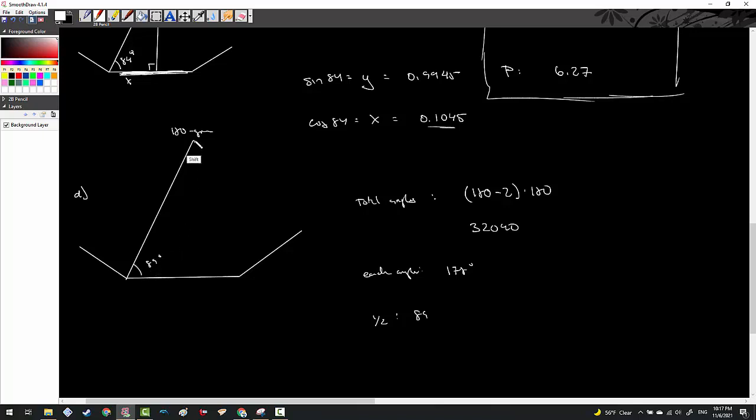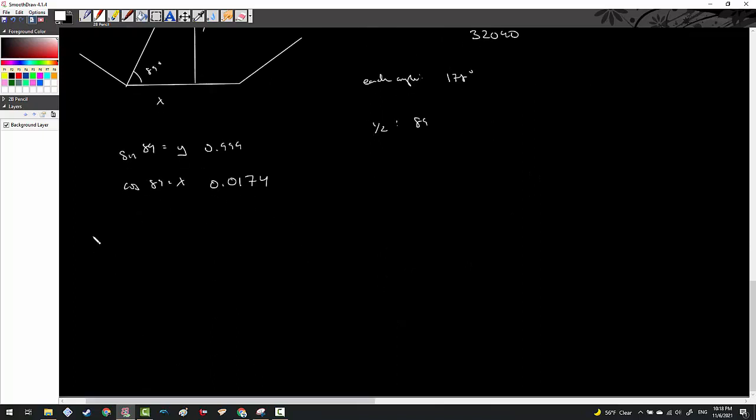So now I'm going to go ahead and draw this guy down. Y, x1. So sine of 89 is equal to y. Cosine of 89 is equal to x. Let's find out what those are. So that's going to be 0.999. And then cosine of 89, sorry, 89 is going to be pretty small. 0.0174.